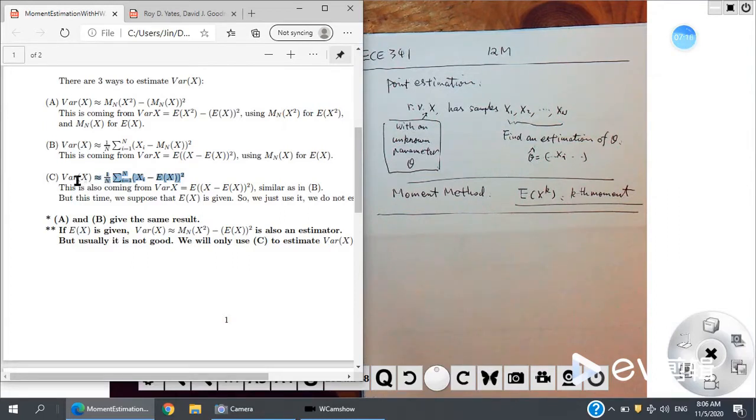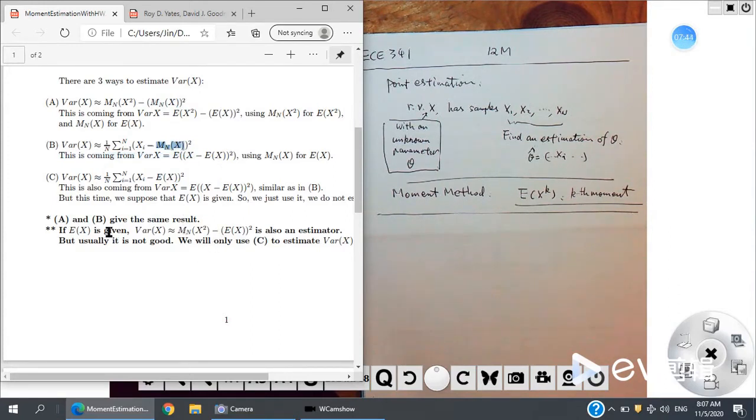So this is also a method. This formula can only be used when E of x is given. On the other hand, if you already have E of x, then just use this formula. You do not need A and B, because in A and B you need to estimate the mean of x. Now you have it, so you do not need to estimate.